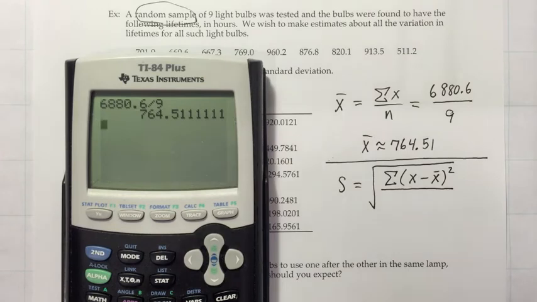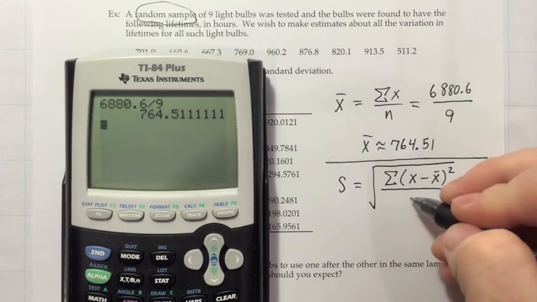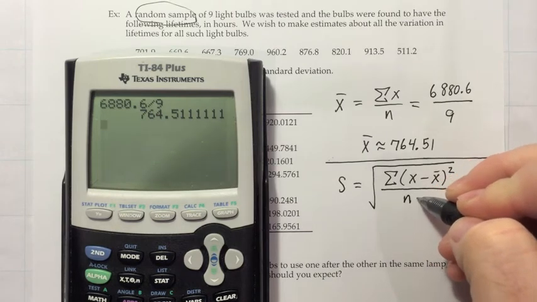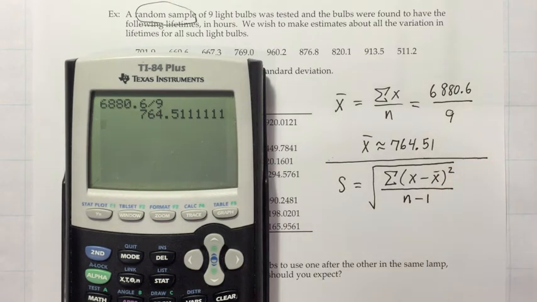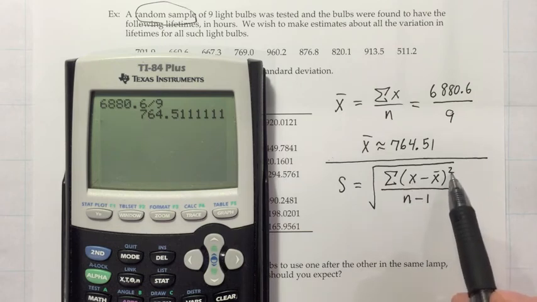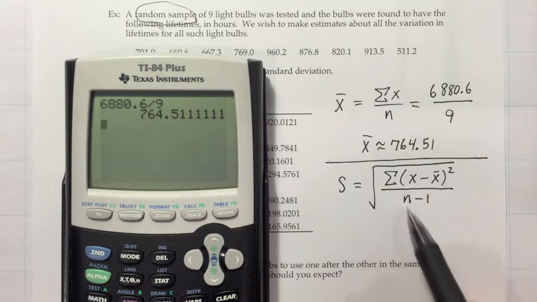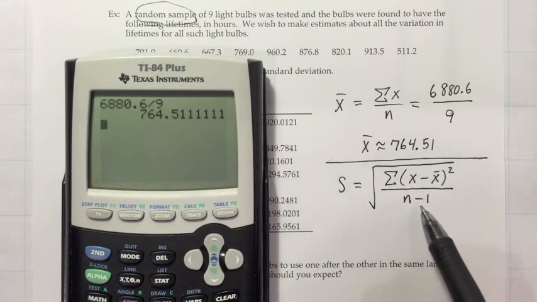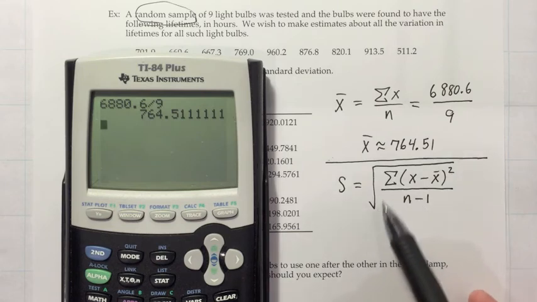The one thing that's a little bit different about this formula is that instead of dividing by the number of pieces of data, which was capital N for a population, we're going to divide by 1 less than that when we do a sample standard deviation. So we're going to divide by n minus 1 in this situation. It's very similar to what we did in the previous pages with population data. We want to subtract the mean from every data value, square those differences, add them up, divide, a little bit different number this time, and then take a square root.